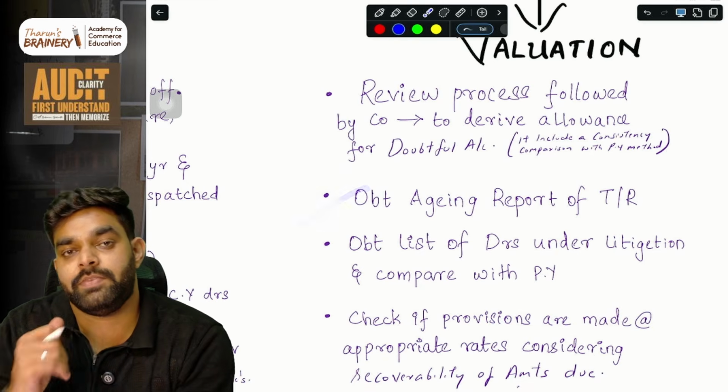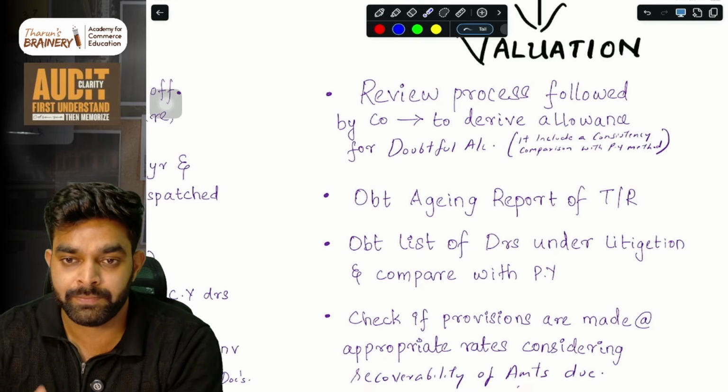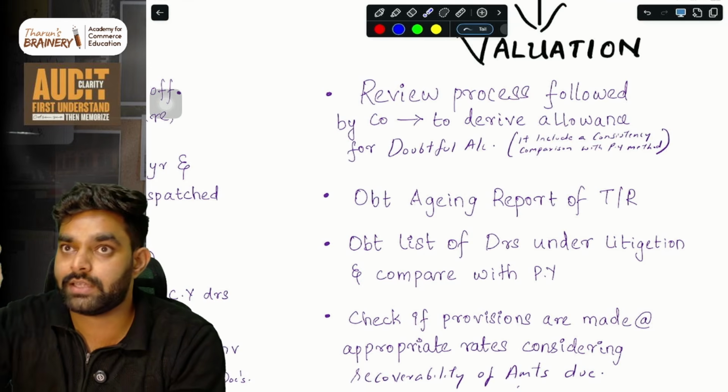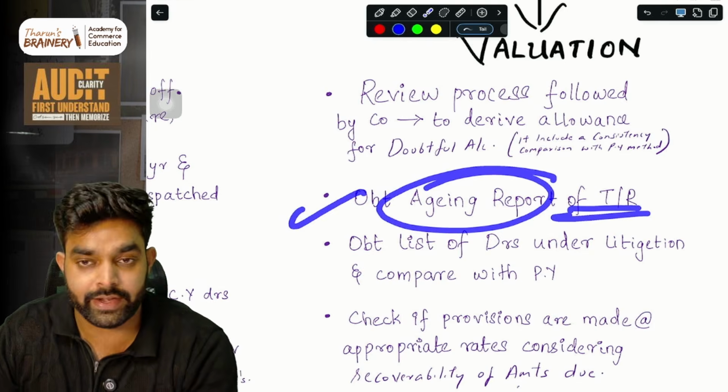In the financial statements, there will be a provision for doubtful debts. On what basis are they putting this provision? That you have to check. Like 6 months old debtors, and so on. Then obtain the aging report of the trade receivables.